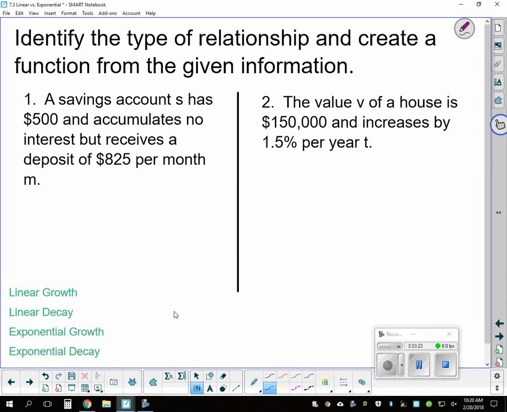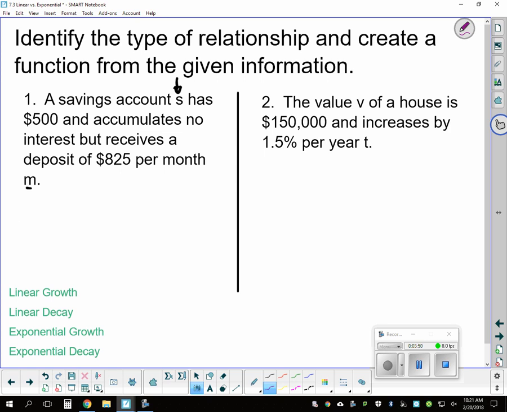Okay, so I have a savings account, S, and by the way, when you're doing these, you want to use the variables that they're giving you. So if they're giving you a specific variable, you should not revert to X and Y. Use what they have. A savings account S has $500 and accumulates no interest, but receives a deposit of $825 per month, M. So I have my S and my M.